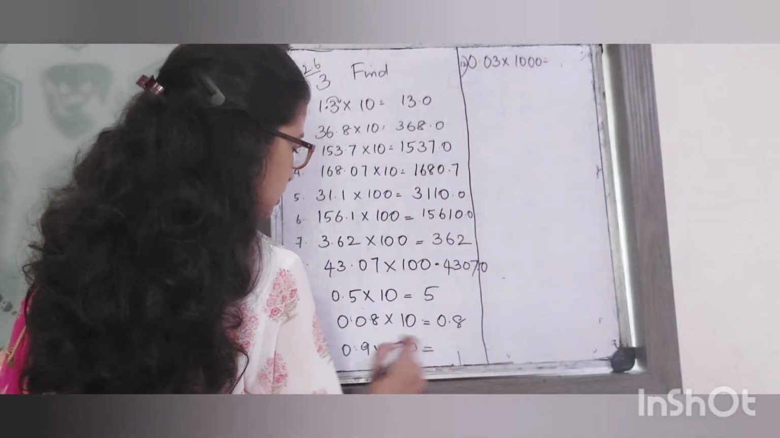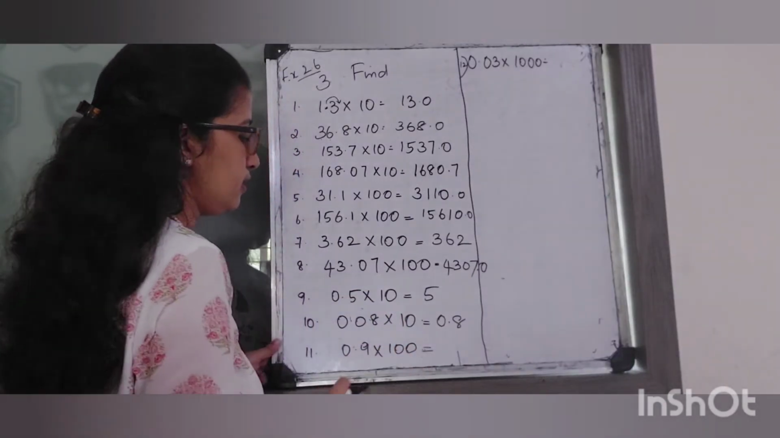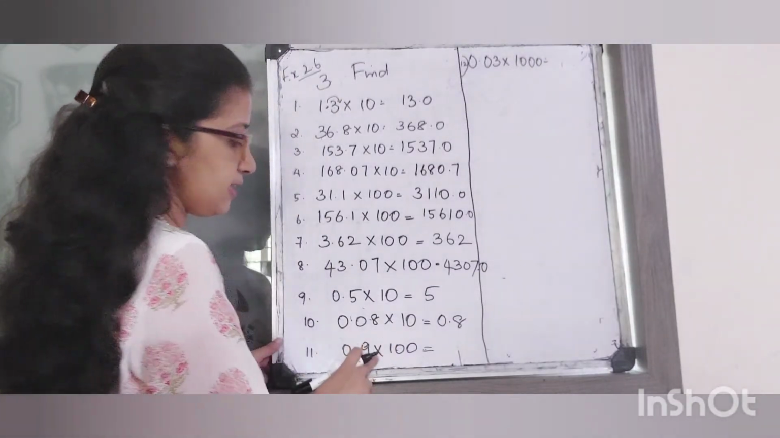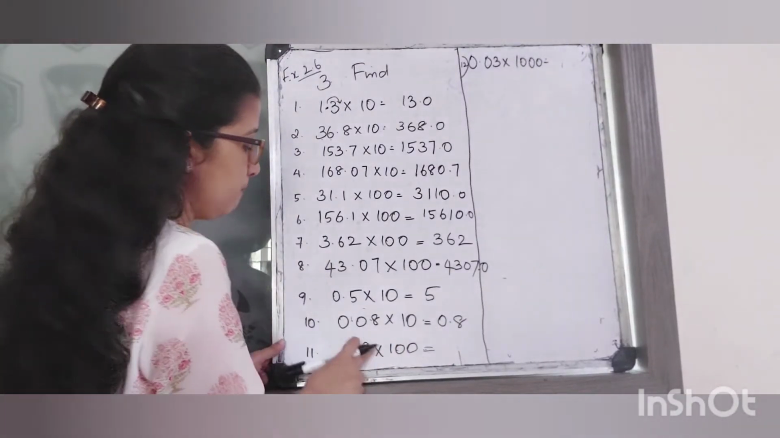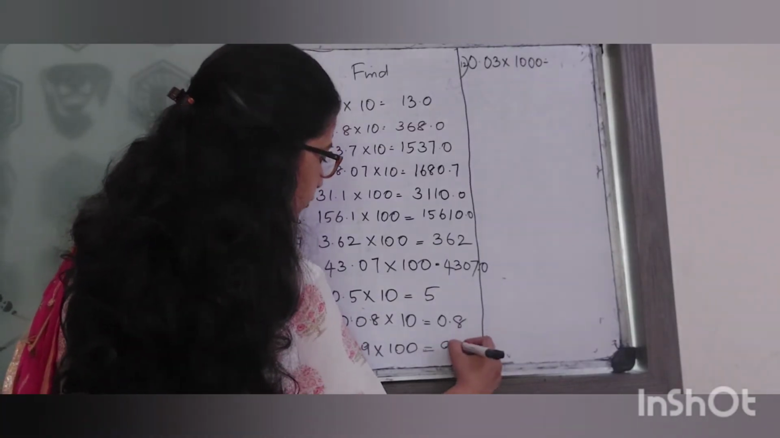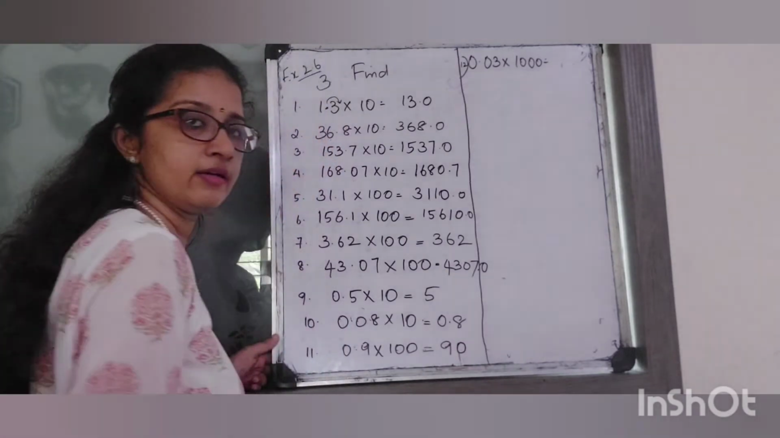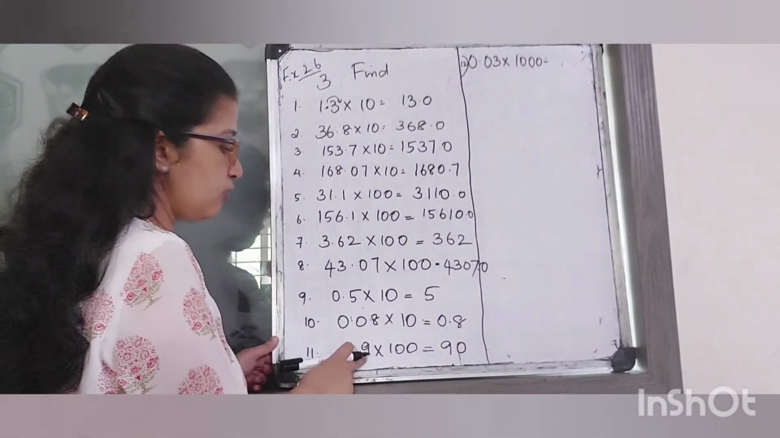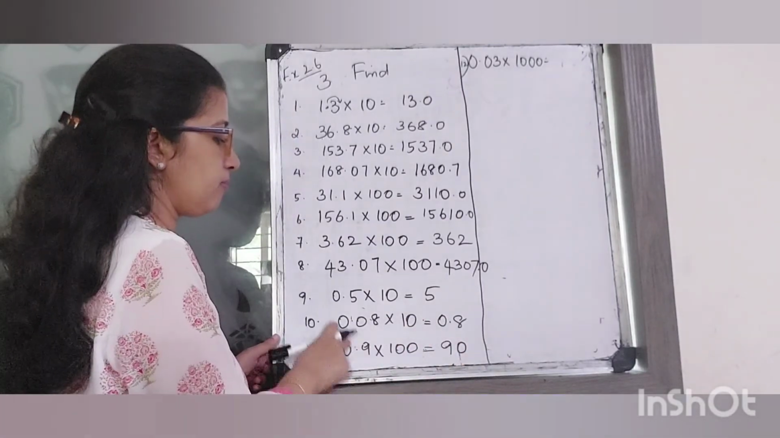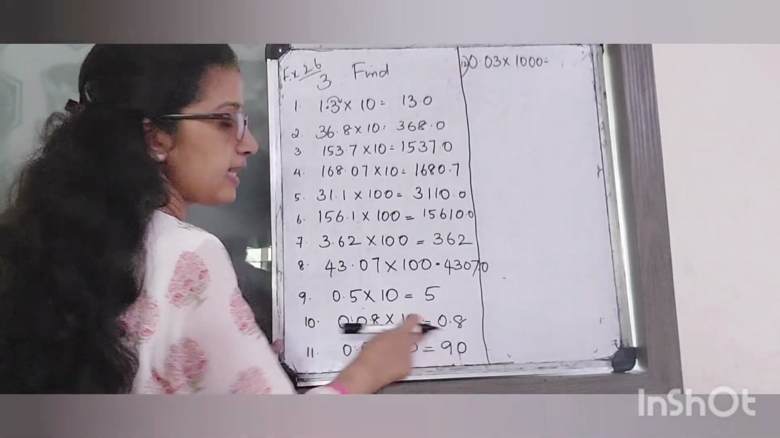Okay, the next question is 0.9 into 100. So here we are multiplying by 100. So two places the decimal point has to be shifted. So the answer will be 9 and you have to add a 0, 90. Since there is only one digit here, we have to add an extra 0 if we are shifting it by two digits. So the answer is 90.